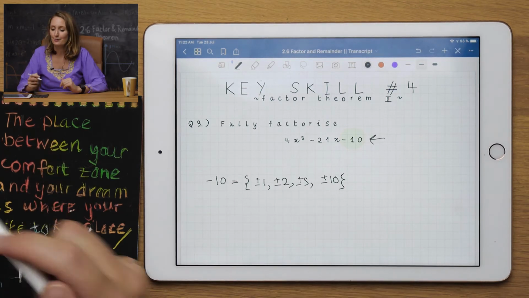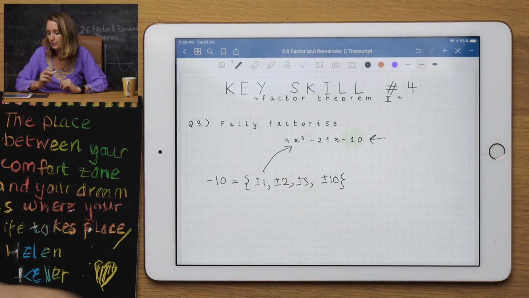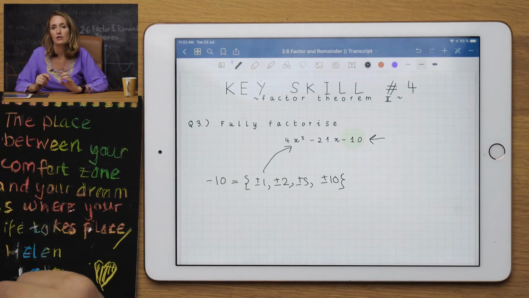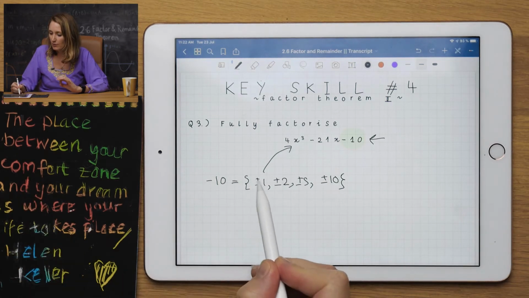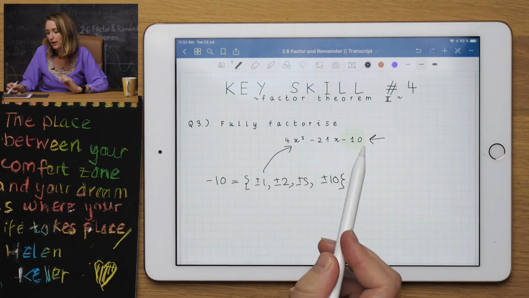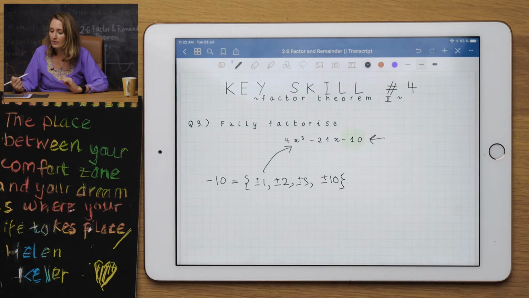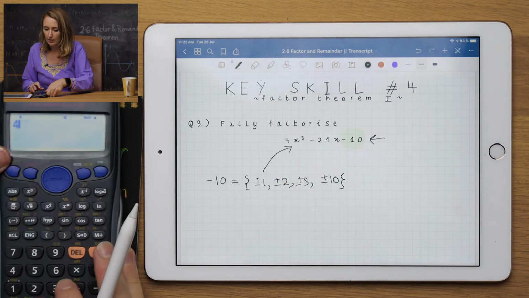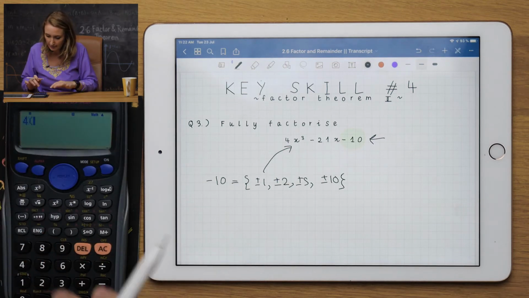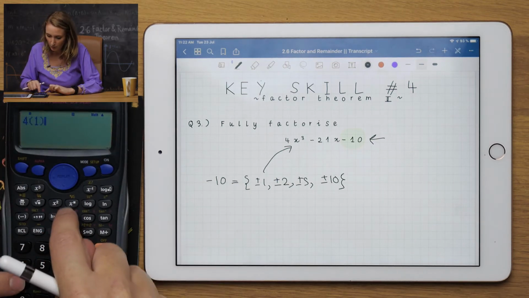What we're going to do is try to substitute these numbers into this cubic equation to find out the first factor. Once we've got one factor, we can do the long division. We're going to know that we found a factor by using the factor theorem. So for example, if we put in plus 1 here and we get an answer of 0, we can then work out the corresponding factor and get going. So it's a little bit of guesswork in the beginning. So for example, let's start with 1.